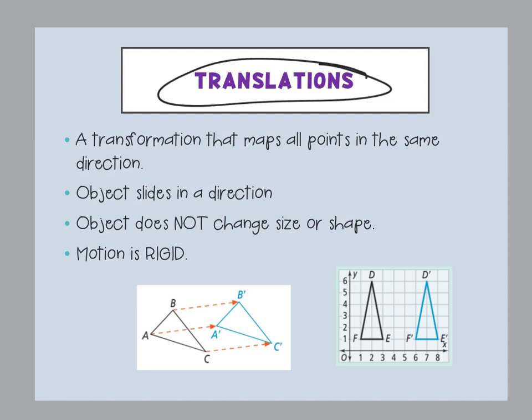The object does not change size or shape, making the motion rigid. So it's still the same size and shape, which means it's rigid, but it's sliding. It could slide to the right, it could slide to the left, it could slide up, it could slide down, but they slide in the same direction.